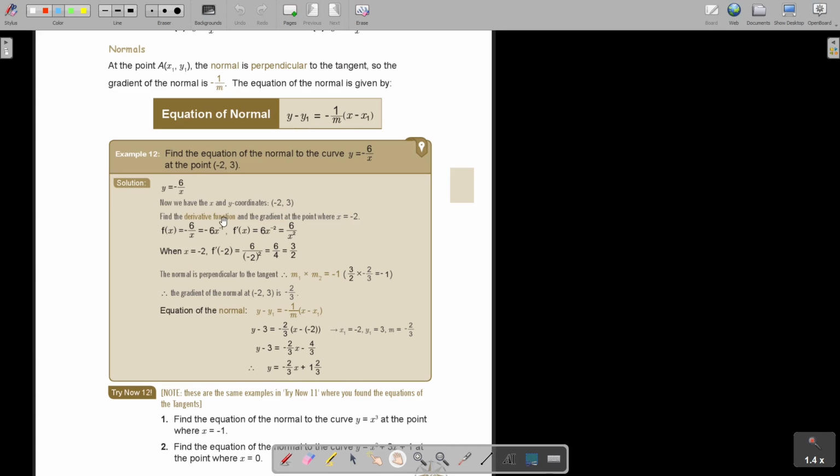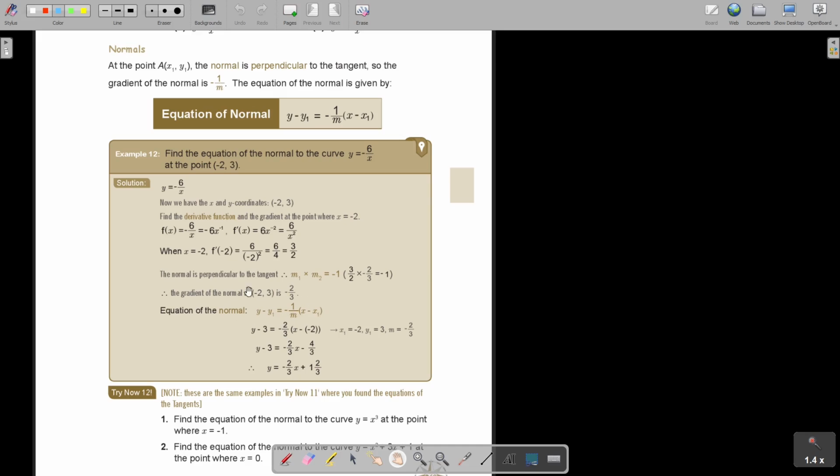So first you're going to differentiate the formula. That's very important. Then you're going to substitute that x value. Do you see? When x is, you substitute. Then you get that gradient. But if it's a normal, it's perpendicular. So that means I must take that, turn it around and change the sign. Okay, and that's basically what I did there. Okay, and that's why the formula is like this.